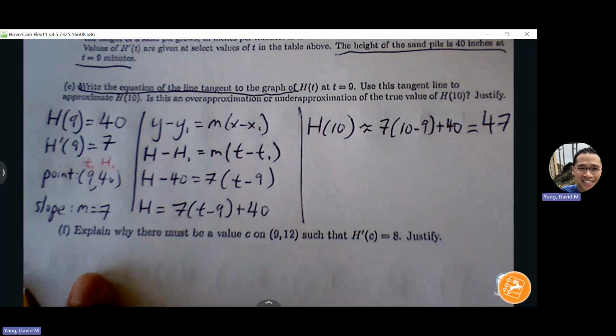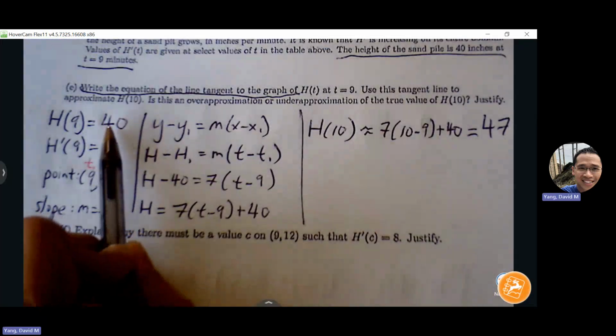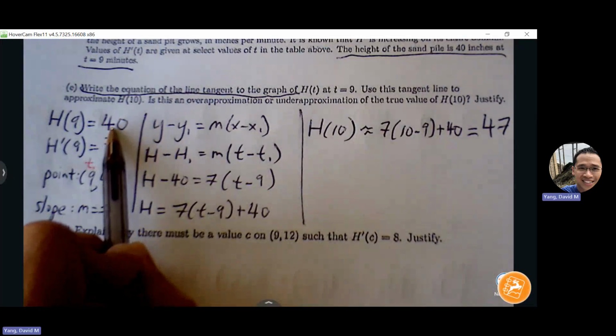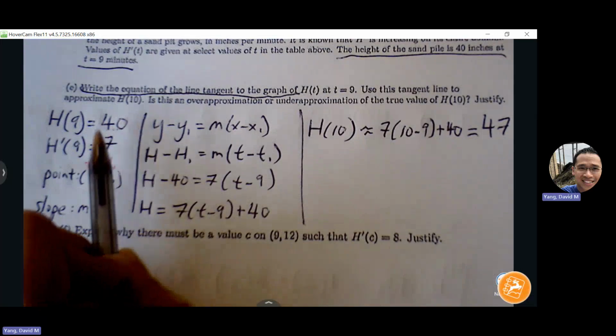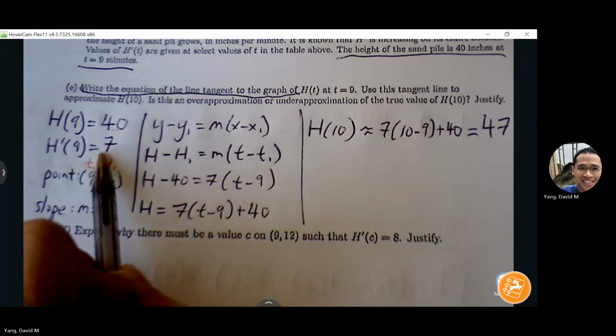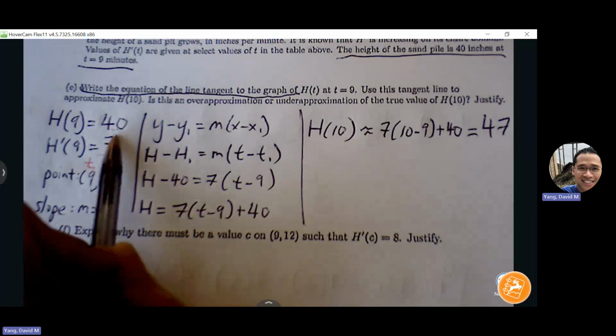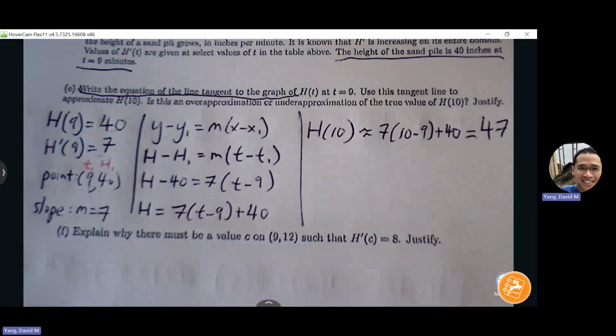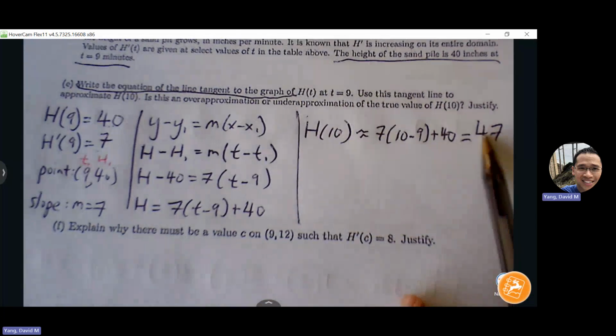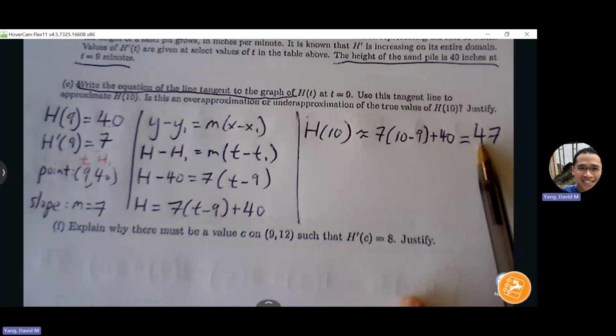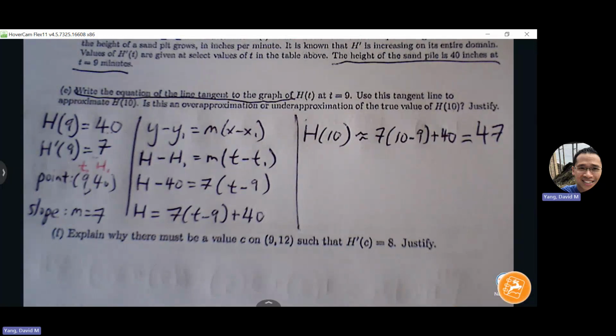Now, this isn't perfect, but we do know that it's at 40 inches at 9 minutes, and at h prime of 9, we don't know what's happening between h prime of 9 and h prime of 10, but the best approximation we have is 7. So it stands to reason that if we are approximately close to that 7 inches per minute, then 1 minute in, after that, it'll probably be around 47. Okay. But again, we know it's an approximation, and that is the second part of the problem.